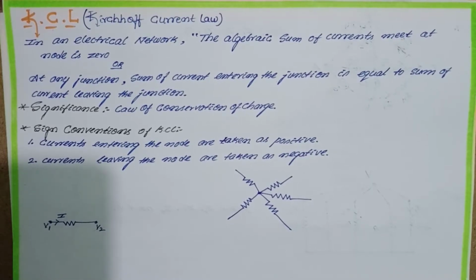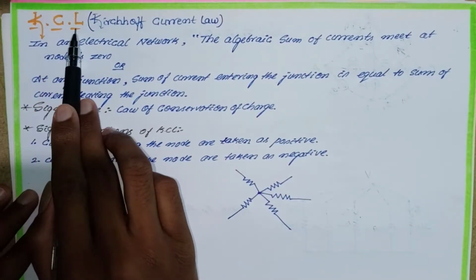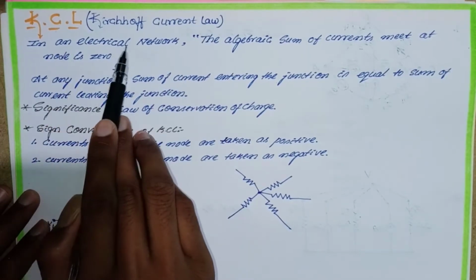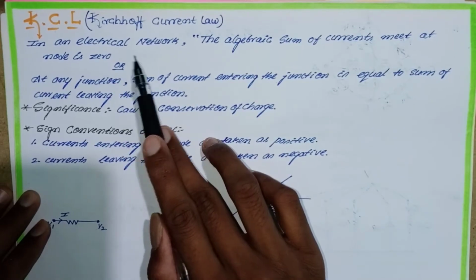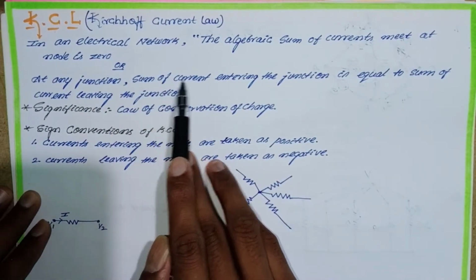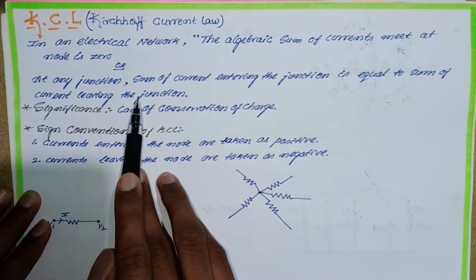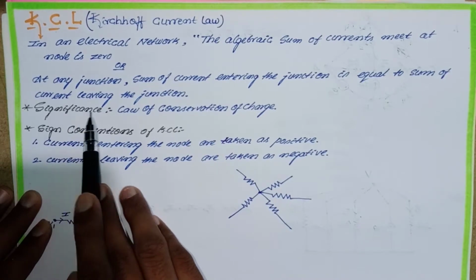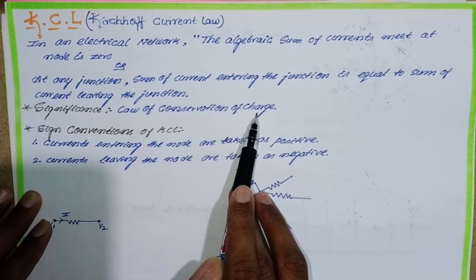Let's move on to the question. What is the full form of KCL? Kirchhoff's Current Law. How can you define it? In an electrical network, the algebraic sum of currents met at a node is 0, or at any junction, the sum of currents entering the junction is equal to the sum of currents leaving the junction. What is the significance of this law? This law signifies the law of conservation of charge.